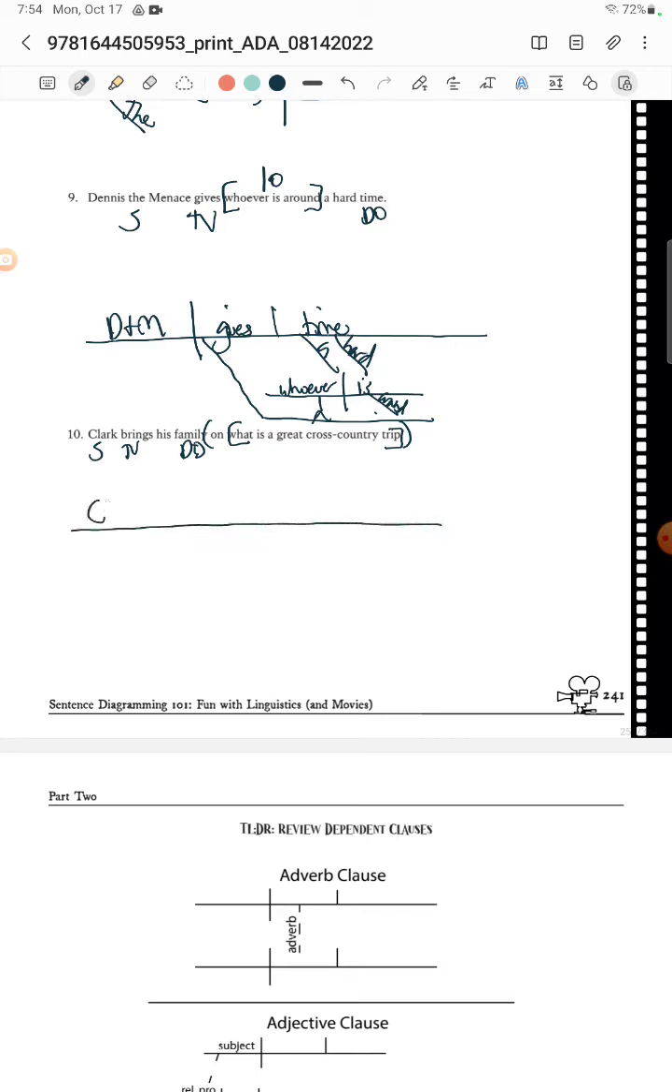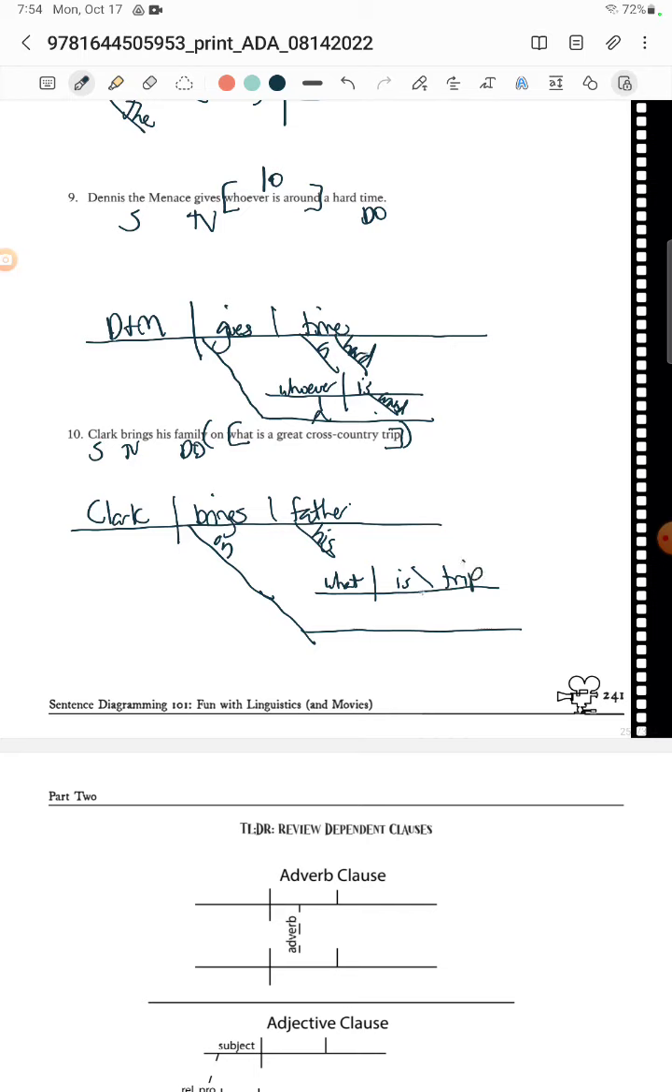So we start at the beginning. We've got Clark. What is he doing? He's bringing a thing. What's he bringing? His father, direct object, his father. And then where is he bringing them? So adverb, and then he brings them, I'm going to make this bigger. He brings them on a trip, right? What is trip? I feel like I'm on Jeopardy. What is trip? The movie Vacation. All right, it is a trip. It is a great trip, and it's a cross-country trip. And then that whole thing is the object of the preposition on. So there you have it, exercise 6C.